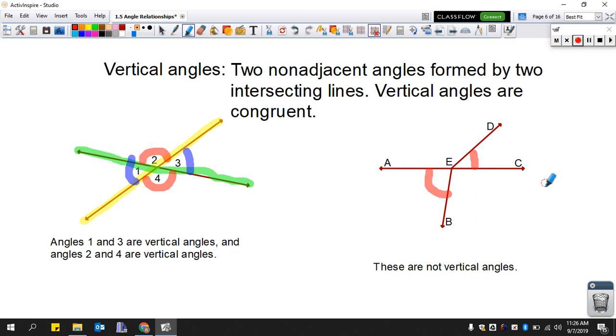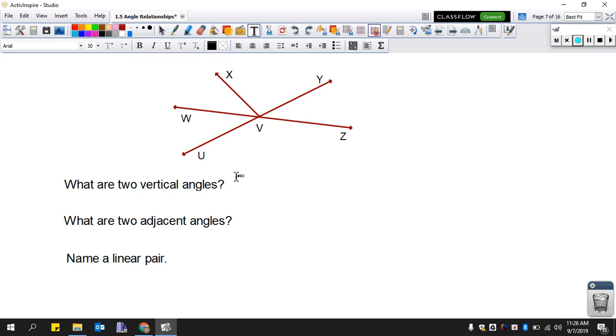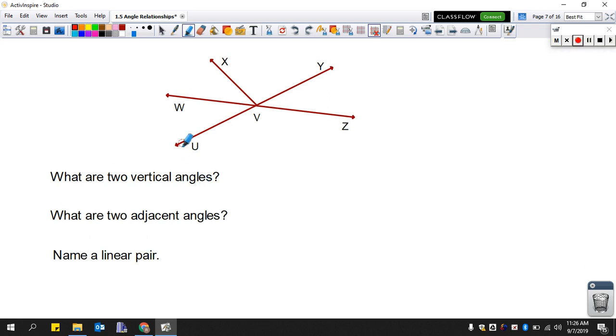This is especially useful if we're looking at a figure that has multiple angles that are across from each other, to make sure that you look at what are the angles that are formed by straight lines that cross, like in this example right here. So the first thing it asks is, what are two vertical angles? Well, when we look at this, vertical angles, remember, are formed by two straight lines.